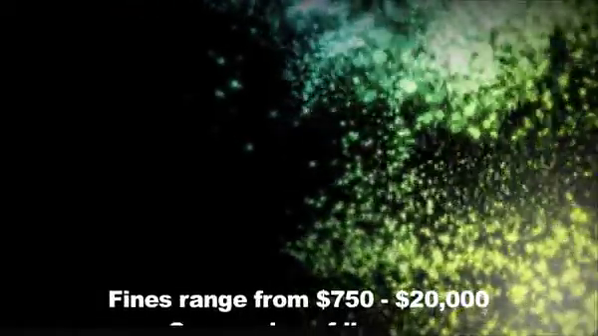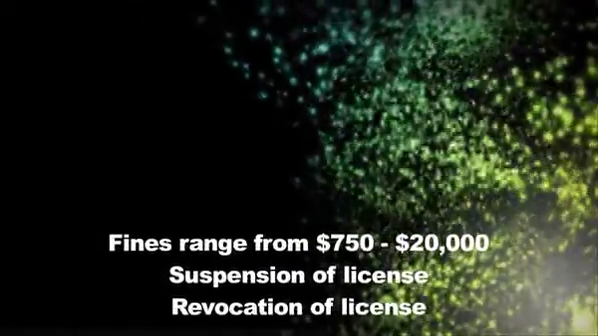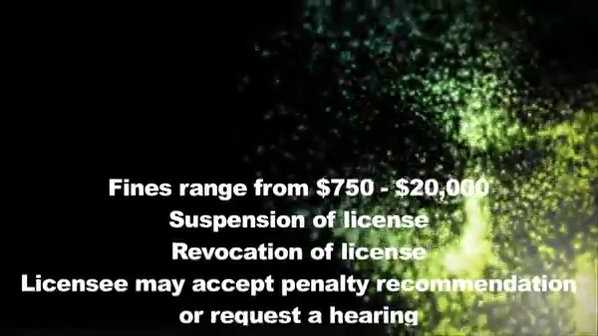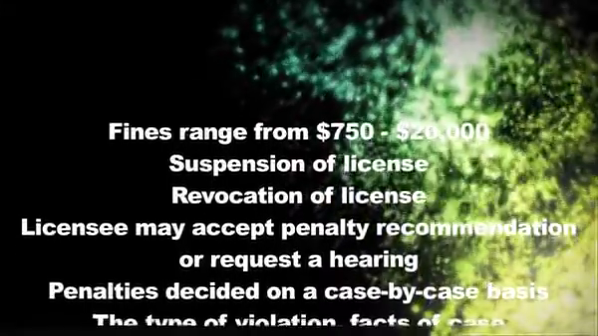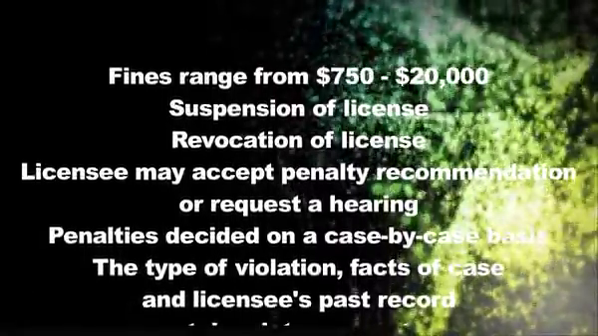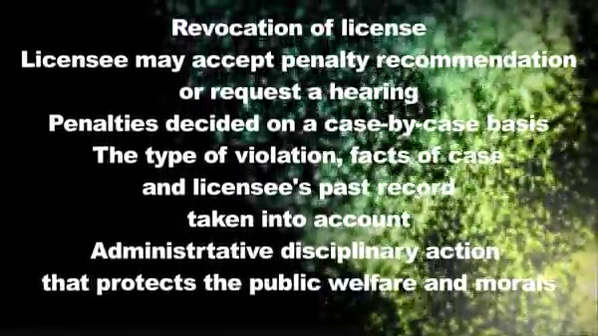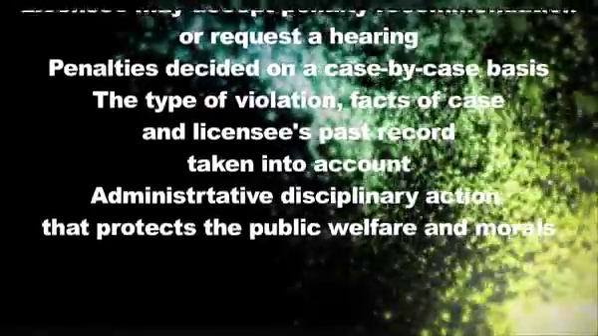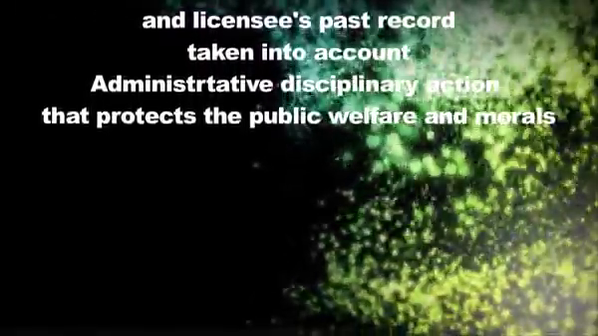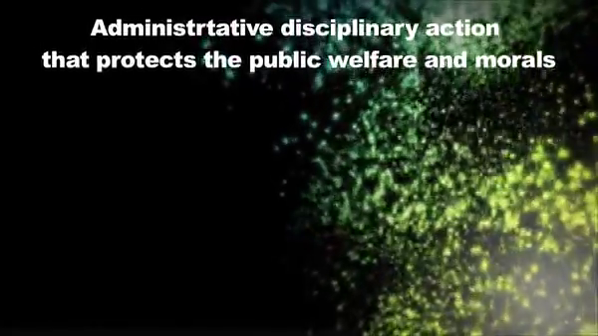Administrative liability. The ABC against the licensee. Fines would range from $750 to $20,000. Suspension of the liquor license. Revocation of the liquor license. Licensee may accept penalty recommendations or request a hearing. Penalties are decided on a case-by-case basis. The type of violation, facts of the case, and licensee's past record are taken into account. Administrative disciplinary action that protects the public, welfare, and morals.